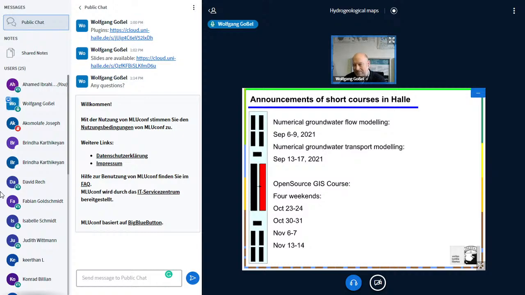And we have, for instance, numerical groundwater flow and transport modeling courses in September, as you see here. So if you want to take part, write me an email, and you get, just as now, the link. You are invited to take part here digitally, and perhaps this is a good idea.